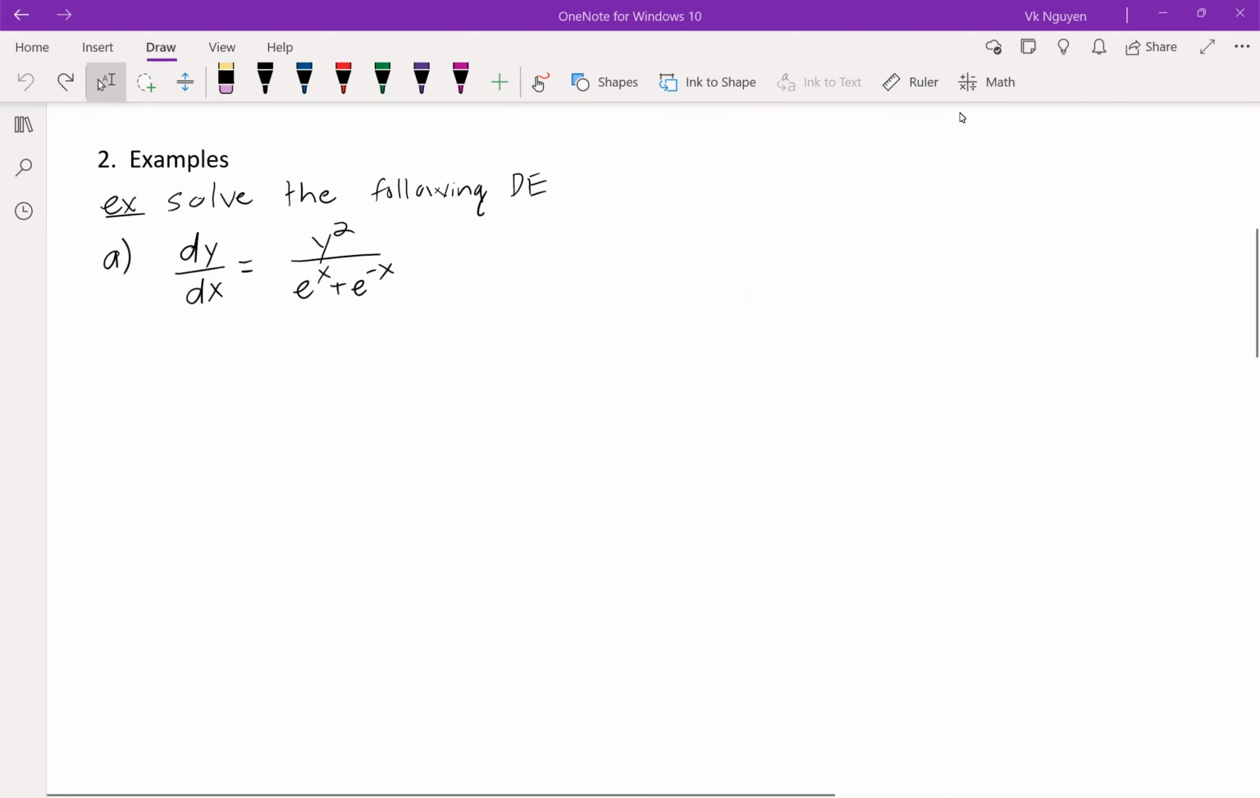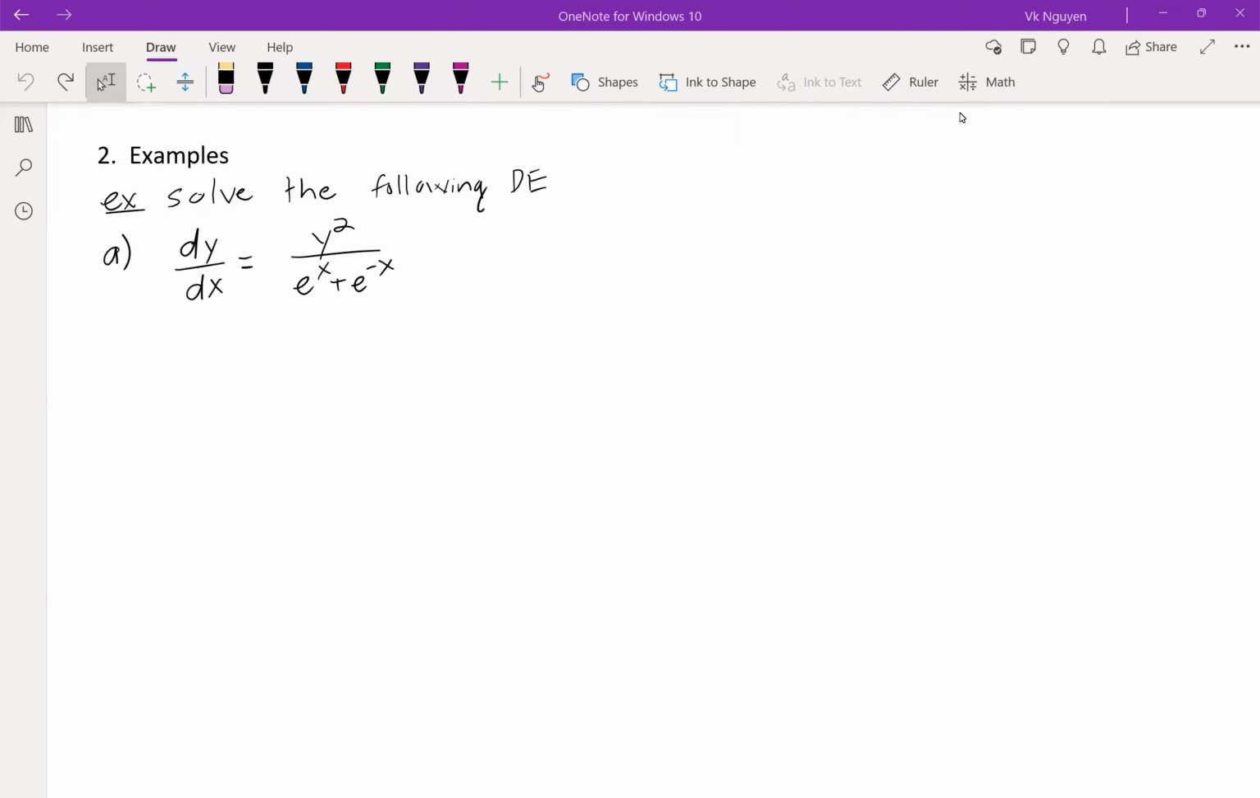Let's take a look at some examples. First set of examples, solve the following differential equation. A, dy over dx equals y squared over e to the x plus e to the negative x. We can separate this out as dy over y squared equals 1 over e to the x plus e to the negative x dx. Okay. Next step is integrate both sides.